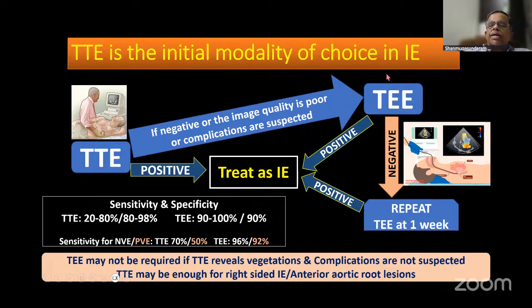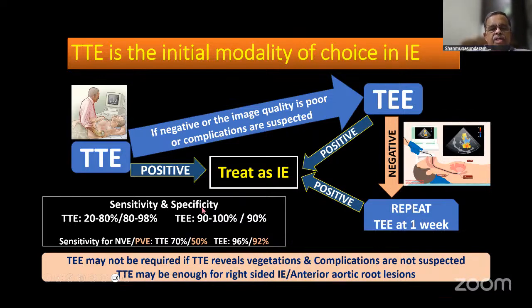But remember, TEE is such a useful investigation in infective endocarditis. In 60 to 70% of the patients with IE, at least one TEE study would be required. If TTE, transthoracic echo, is negative, go for TEE. If it is positive, treat it as infective endocarditis. If it is negative, don't stop with that, particularly when your clinical suspicion is quite strong. Wait for a week and repeat the study, either transthoracic or transesophageal echo. It can pick up additional cases of infective endocarditis.